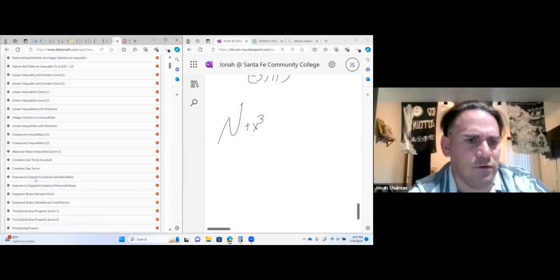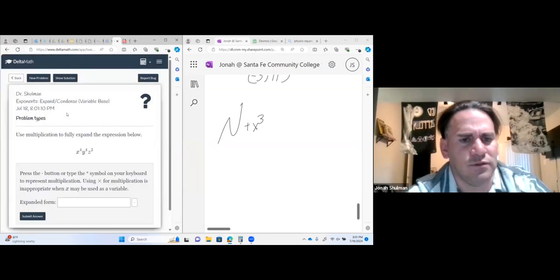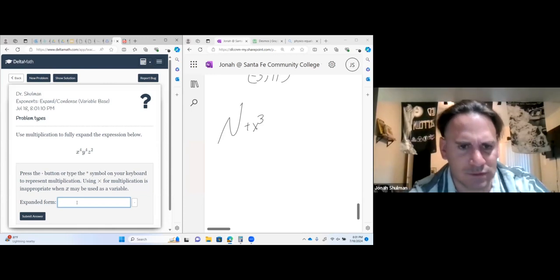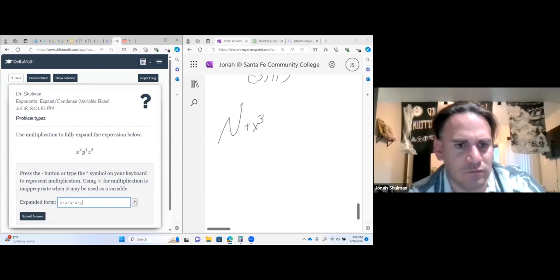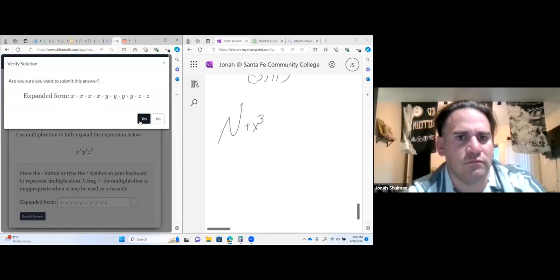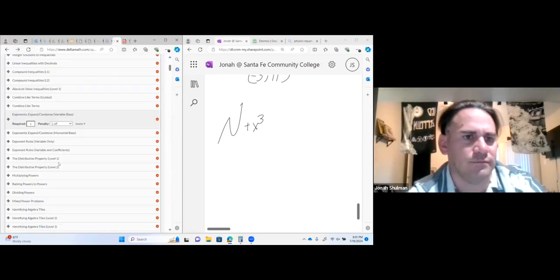Right? So we're up to exponents. So to expand this, we're just going to have to multiply. I've got 4 x's. Then we have 4 y's. And we have 2 z's. Put them together, we got it.